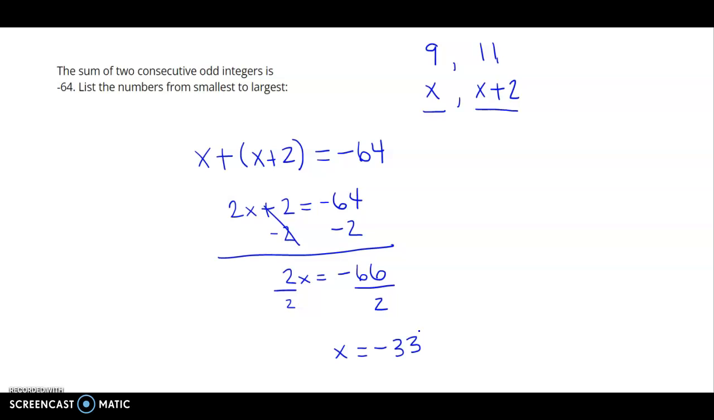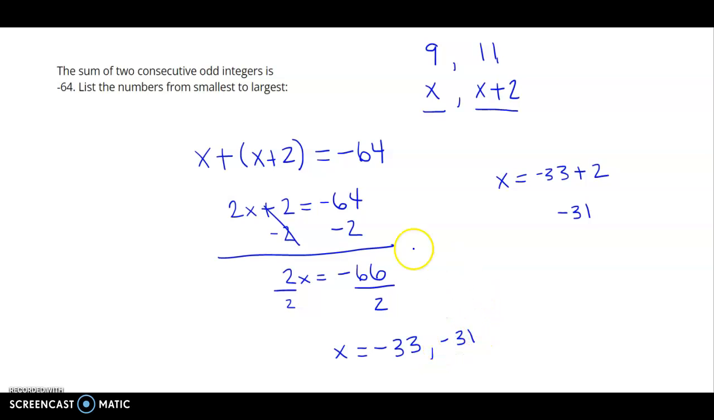So this is the first integer. To get to the next one, we need negative 33 plus that 2. So negative 33 plus 2 is going to be negative 31. So the two consecutive odd integers are negative 33 and negative 31.